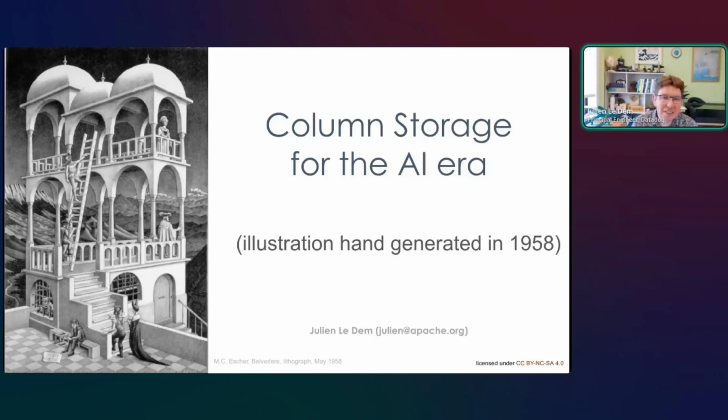Hello, everyone. So I'm going to talk about column storage for the AI era. I thought it would be a good idea to start with an image that is not AI generated to illustrate my point. So just to show that we could make images that defy the laws of physics before Gen AI existed. So it's kind of a little bit tongue-in-cheek.